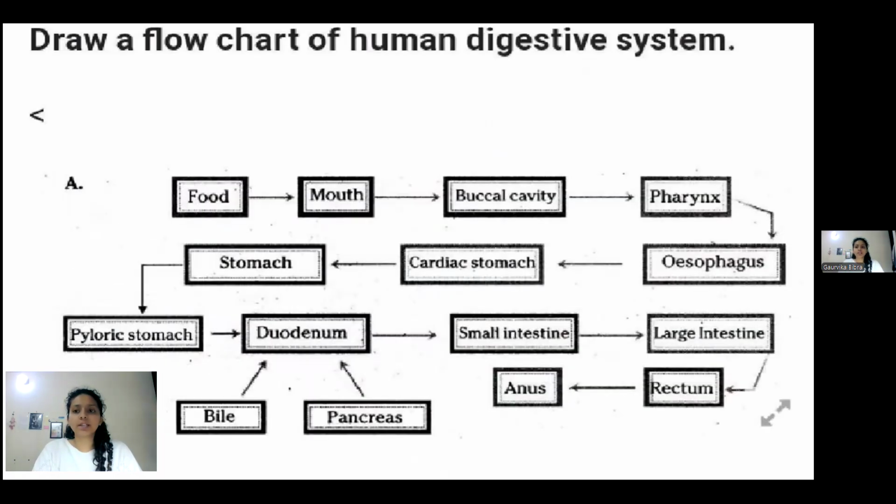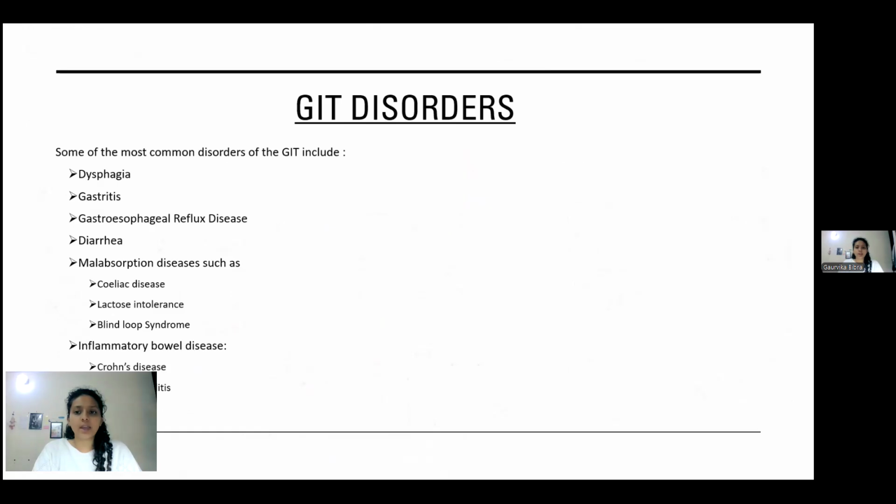A flowchart of the human digestive system. The food travels from the mouth to the buccal cavity, pharynx, esophagus, cardiac stomach, pyloric stomach, which goes into the duodenum. Bile and pancreatic juice enter small intestine, large intestine, rectum, and the anus.